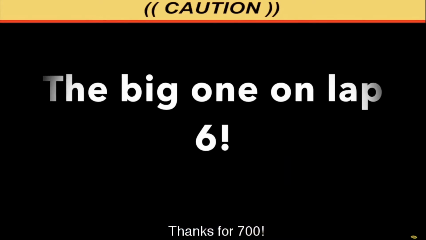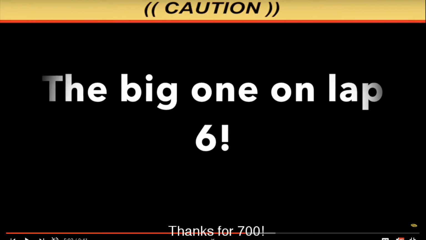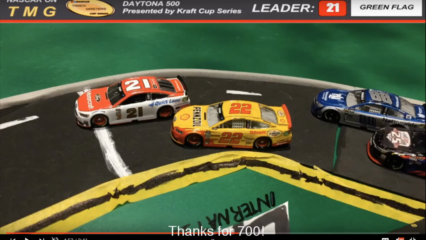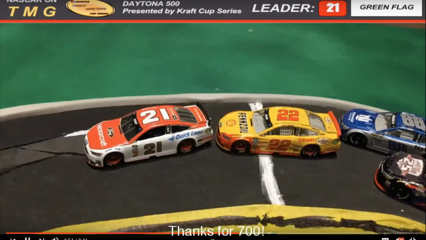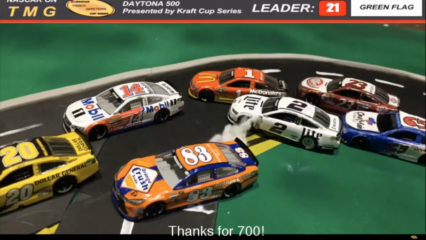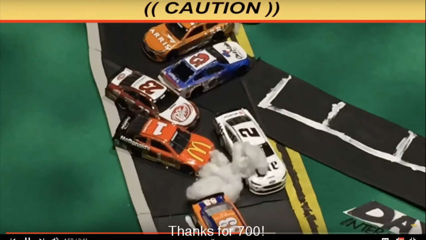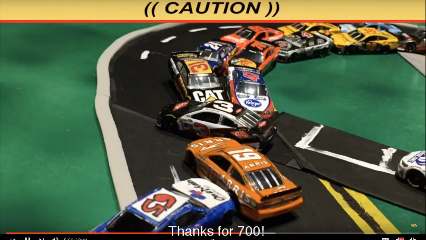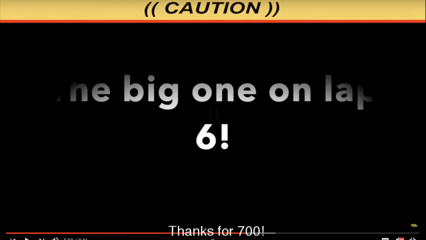Let's see how I was able to commentate that to make it nice and dramatic. Ryan Blaney in the 21 is your new leader. Oh, and around goes DiBenedetto after battling with Brad Keselowski. Big crash. It's the big one on the exit of turn 4.